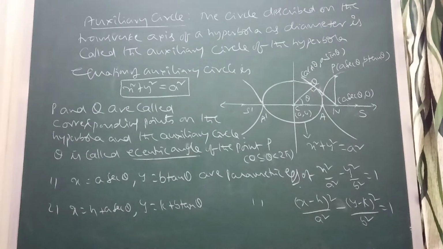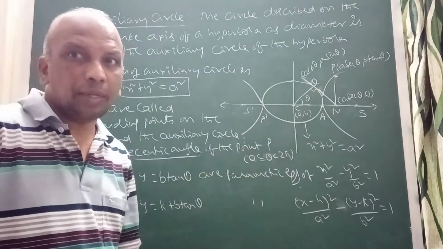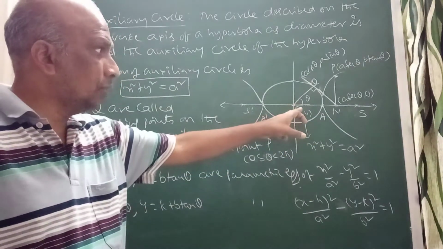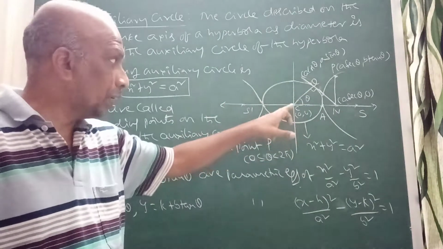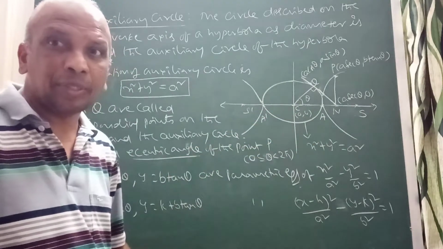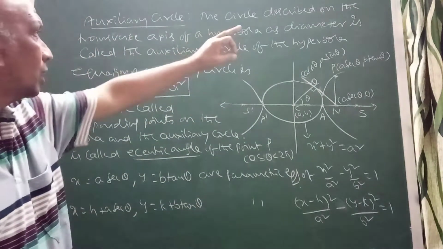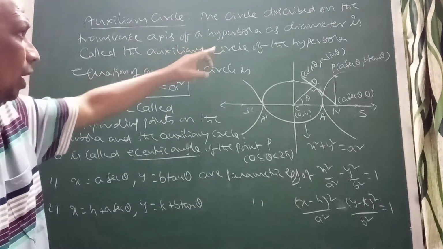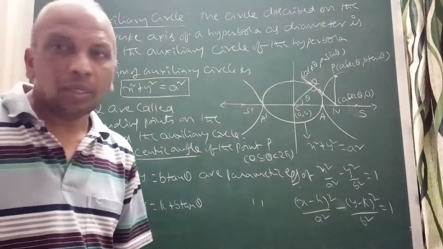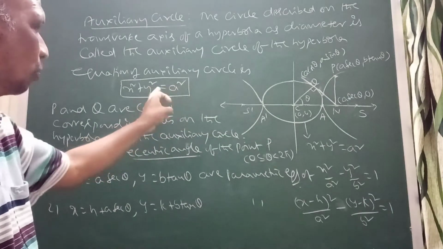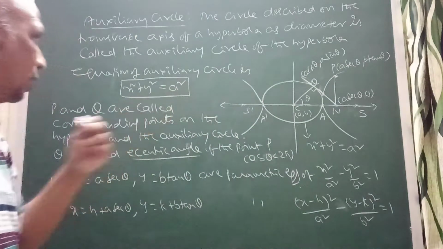Now this is related to the auxiliary circle. If we take the transverse axis A dash as diameter, and take the center of the hyperbola as the center, both are concentric. C is the center, A dash is the diameter. That circle is called the auxiliary circle. A circle described on the transverse axis of a hyperbola as diameter is called the auxiliary circle of the hyperbola. The equation of the auxiliary circle is x square plus y square is equal to a square, because the radius is a.